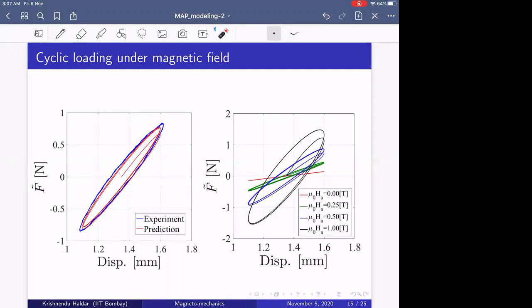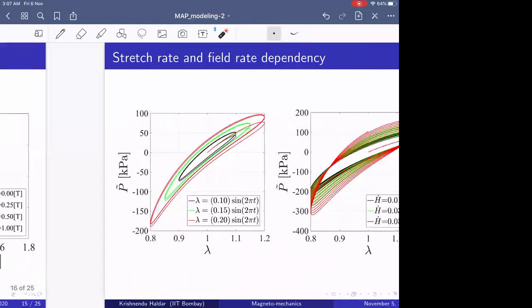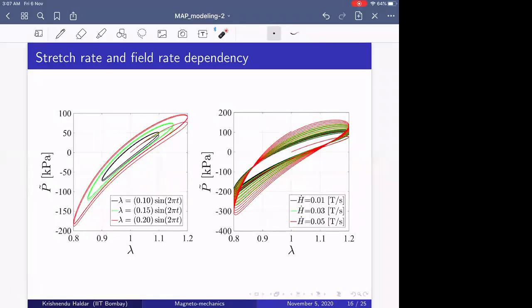Okay, so the next thing is we are just kind of playing with whether it can capture the different stretch rates and different field rates. We wish we had more experiments to compare, but unfortunately we do not have any experimental data to compare with. However, we're just checking if the model can at least distinguish that you now have different stretch rates or field rates.